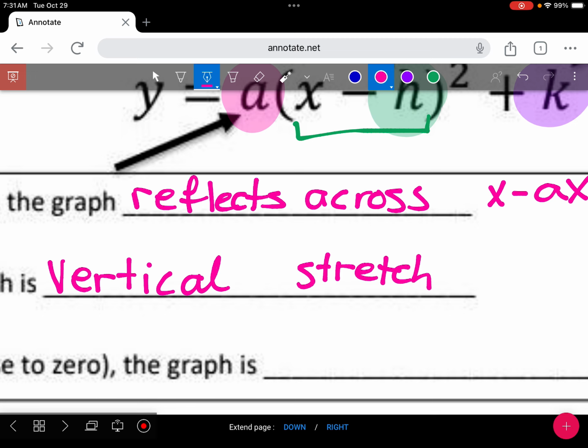And then if we have little bitty numbers, 1/2, 1/4, negative 1/2, negative 1/4, what is that called if they're little bitty? They're compressed because they're just so little and cute. I want to squish them. I want to squeeze you. So that is when they are compressed. And I'm going to say vertically compressed.